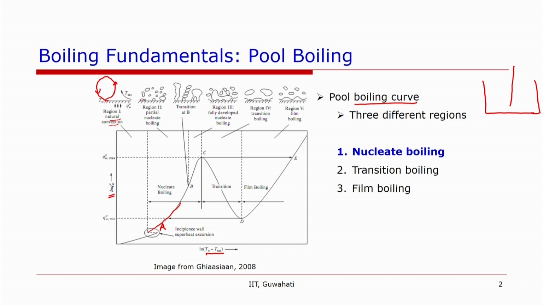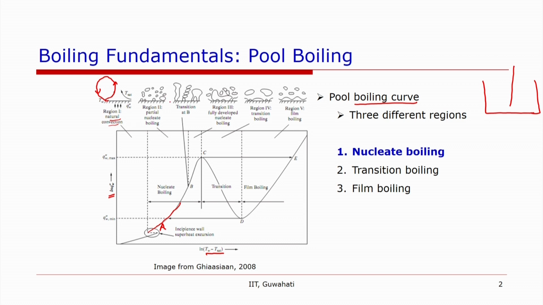What happens is that bubbles start forming, so the phase change starts happening in the cavities, grooves or crevices that generally exist in the wall. Some air might be trapped in those cavities, and the trapped air grows as the liquid phase changes to the vapor phase. When the bubbles grow to a particular diameter, they leave the wall, and then another set of bubbles is released.